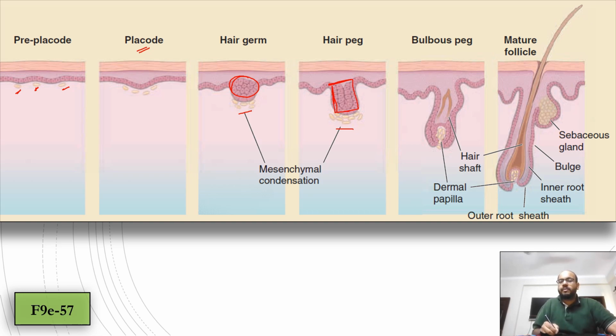Okay. Now when the hair shaft starts to develop and the dermal papilla has invaginated, you have the development of a superficial bulge and a deep bulge. A superficial bulge will give rise to sebaceous gland, and deep bulge will give rise to the attachment of erector pili. Clear? Just remember this. Let's move forward.